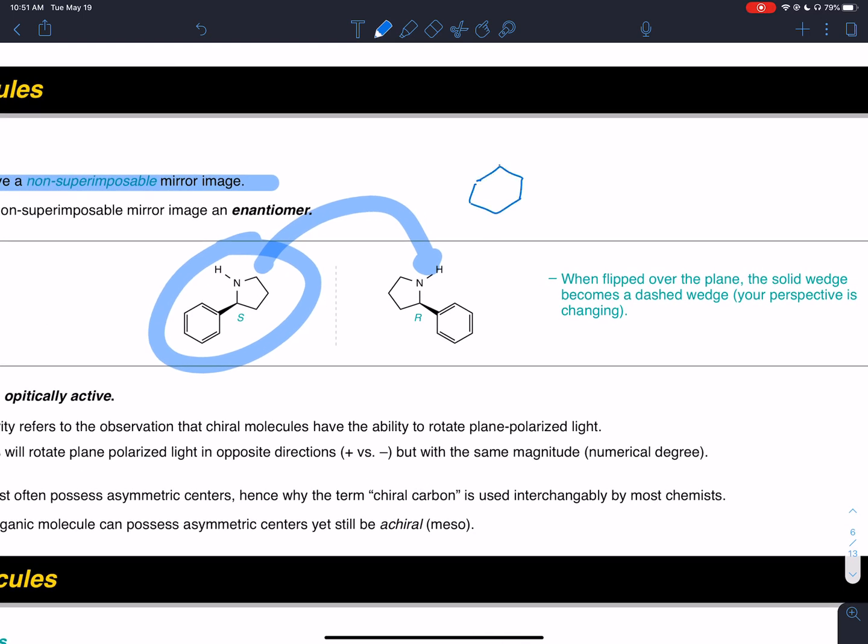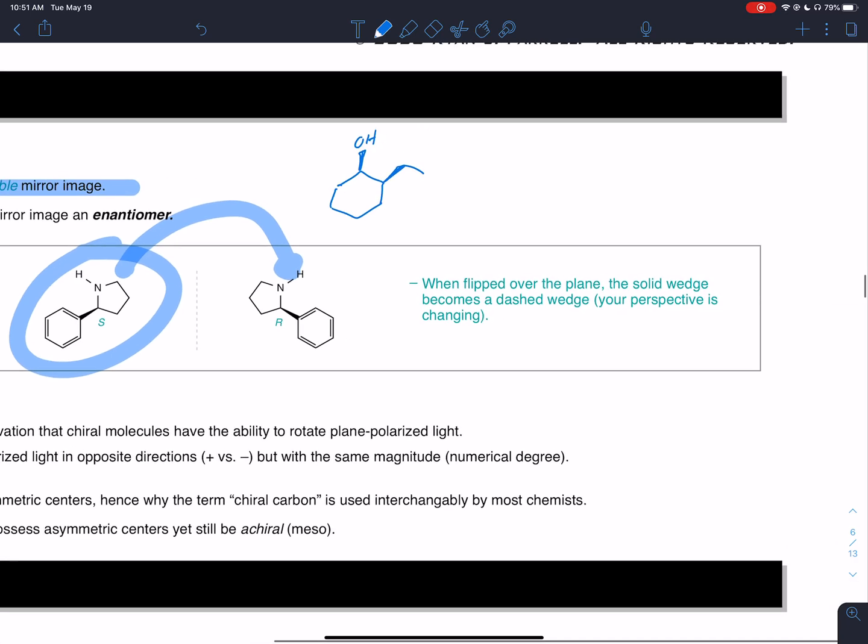Let's say you took this compound here. We're going to put an ethyl on a solid wedge and OH on a solid wedge. We're going to mirror this over real quick. And when we mirror it over, remember, we're just changing the directionality of the bonds. Here the ethyl is pointed up and to the right, now it's up and to the left, but we're not changing the solid and dash wedges. When we mirror over, we keep those perspective wedges.